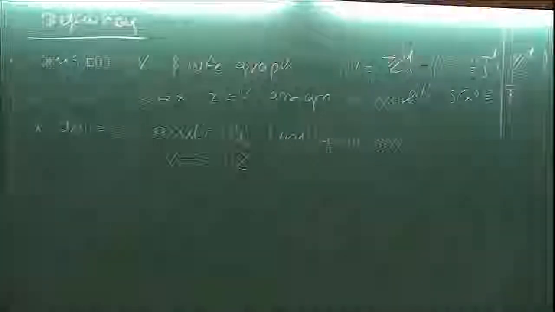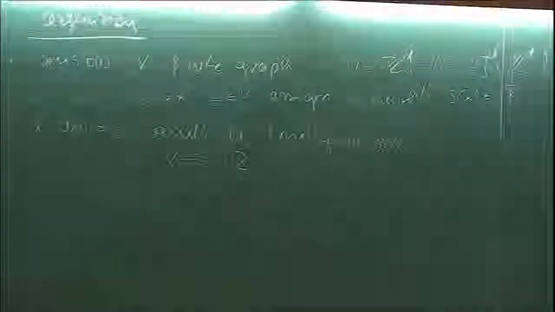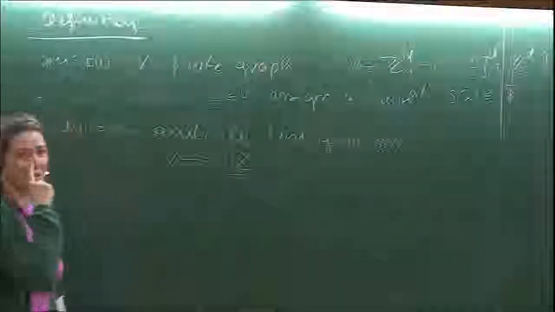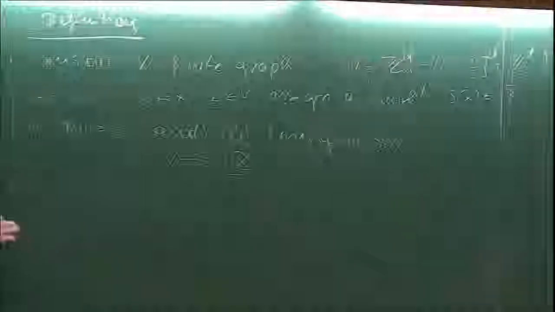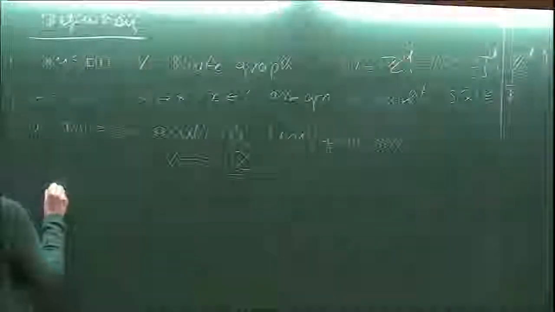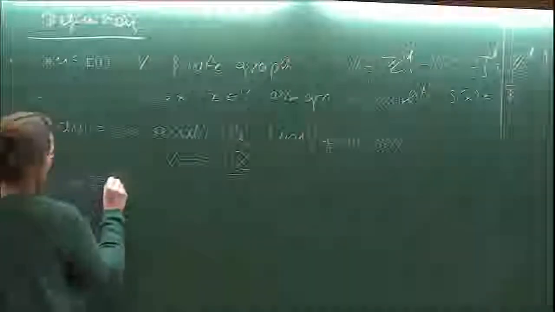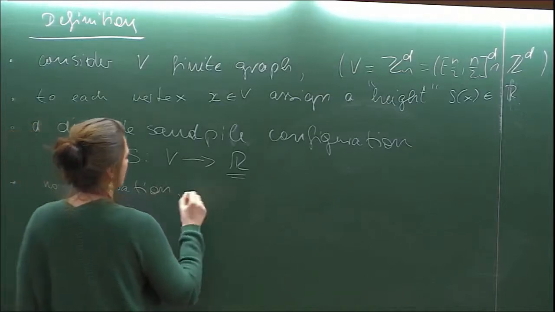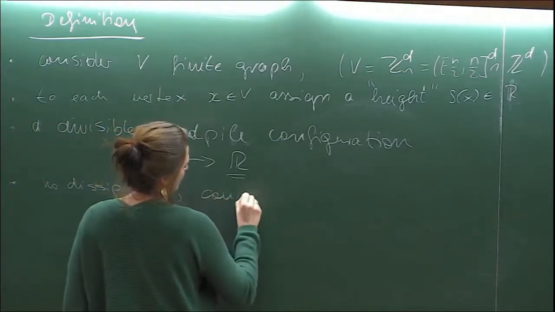So the divisible sandpile is like a continuous version of the abelian sandpile. You can see I'm working in R here. And it is not dissipative as the abelian sandpile, so it is a fixed energy sandpile. This is also another expression for it. It means the mass is conserved. So no dissipation. Conservation of mass.